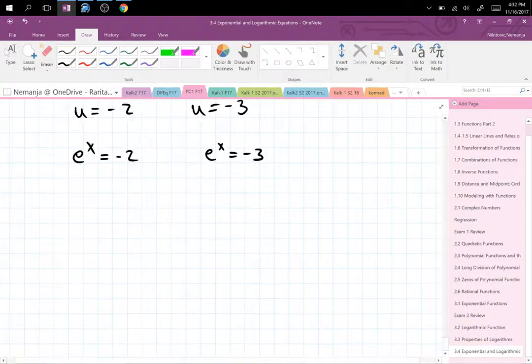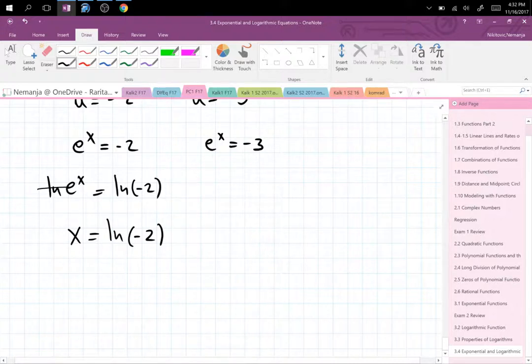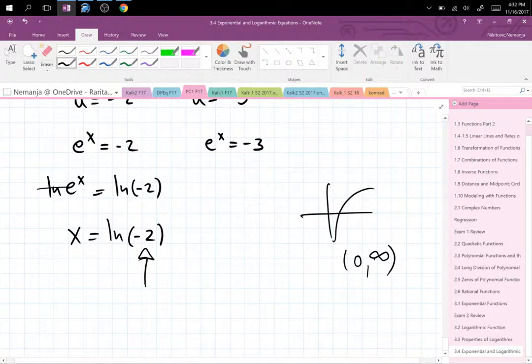Well, you will ln both sides, and then ln of e to the x is equal to ln of -2. Ln e cancels, so x equals ln of -2. Maybe you studied logarithmic functions and you know that the domain of logarithmic functions is from 0 to infinity, yet you have -2. That's not in the domain. Therefore, this is not something that can be calculated in the real domain. So that's a second stop where you could go and say no solution.